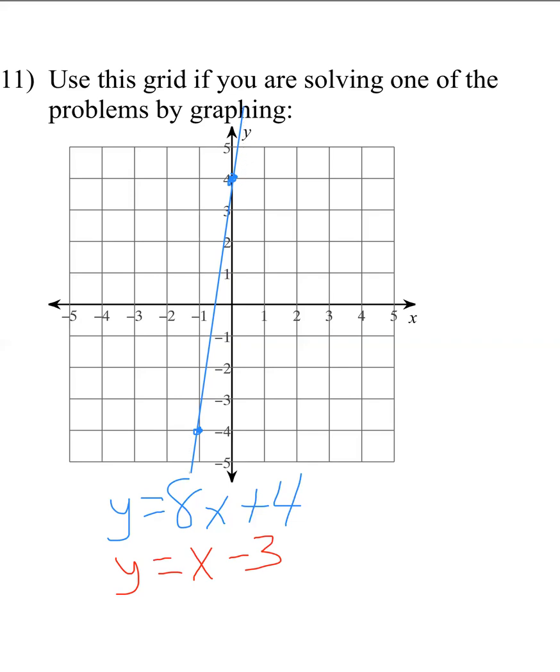And now let's switch to red and we'll graph the bottom one. So that one's going to start at a negative 3. And then it has a slope of 1. So I'm going to go up 1 over 1, up 1 over 1, up 1 over 1. And if you notice, if I were to go left on the left-hand side, I would have gone down 1 and back 1. So right there is my intersection point.